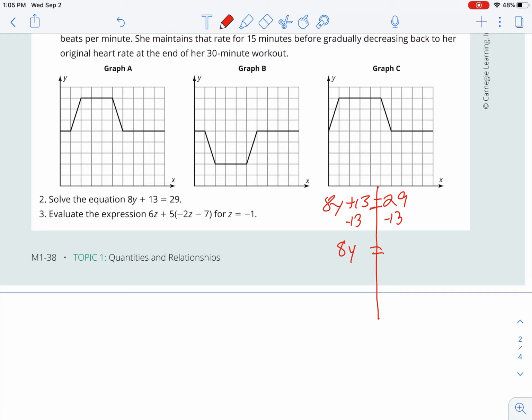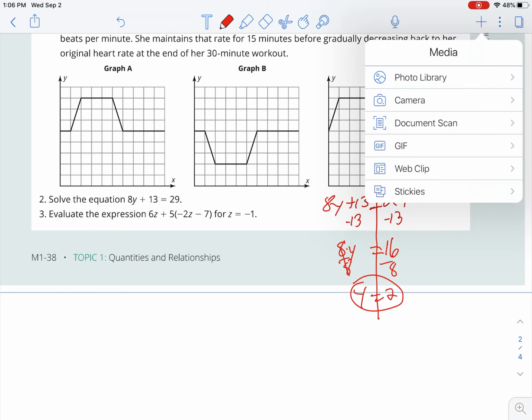Cancels on the left. 29 minus 13. 29 minus 13 is 16. And then how is that 8 attached to the y? It's attached by multiplication. So the inverse of multiplication is division. And 16 divided by 8, y is 2. That does that one.